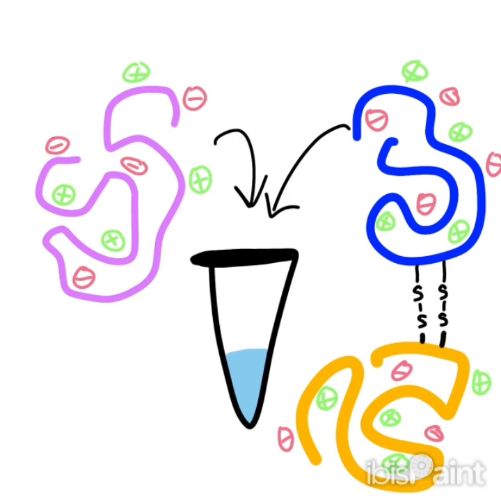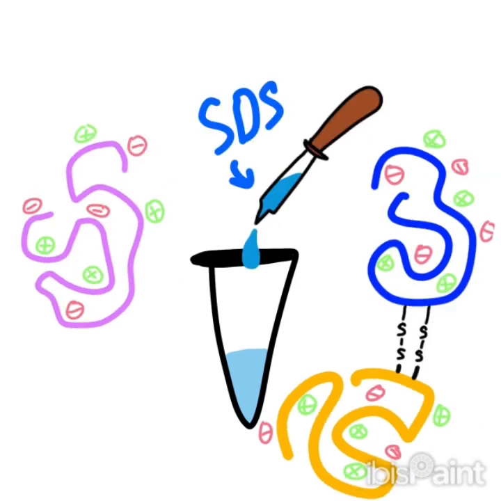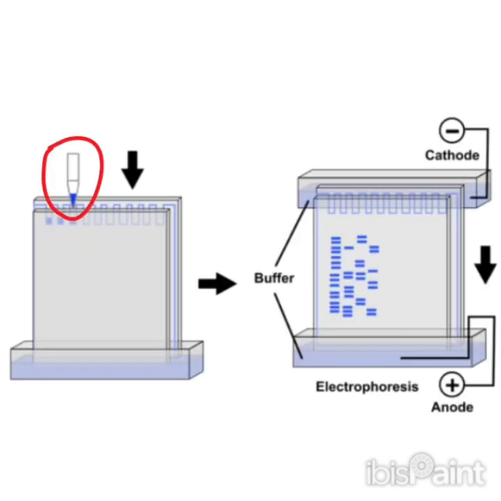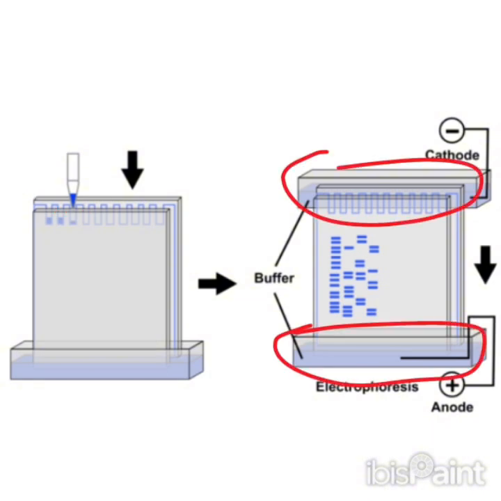SDS page starts with putting the sample proteins in a centrifuge and then adding the SDS detergent to denature the proteins and give them the same overall charge. Then the sample liquid is placed in the walls of the gel. Then buffers are placed around the gel.